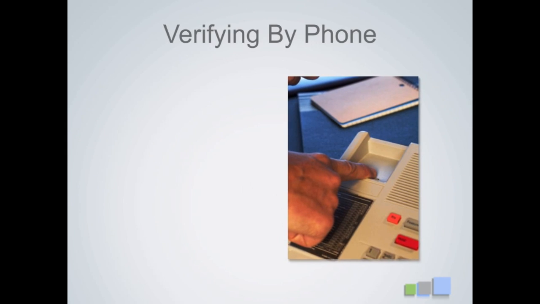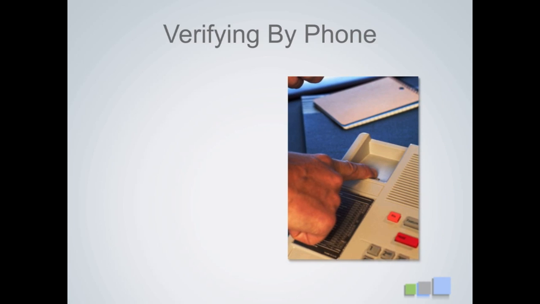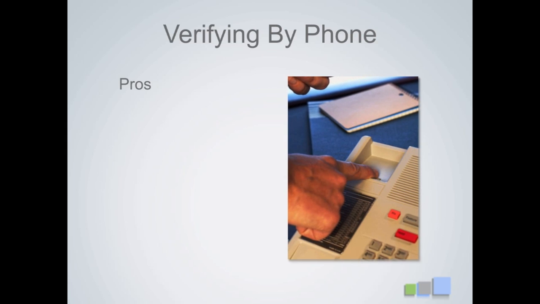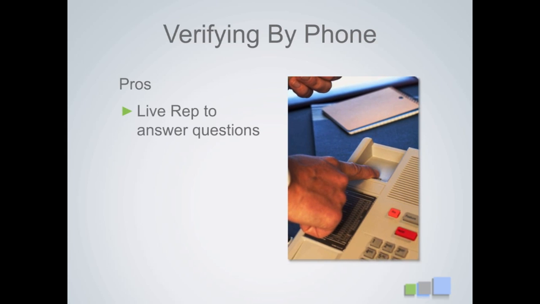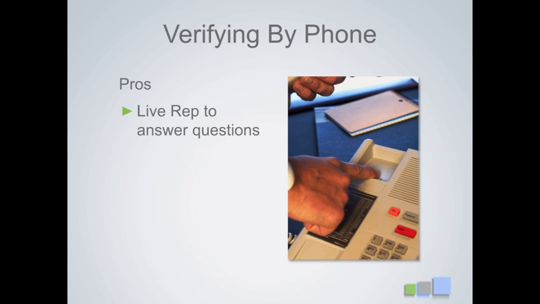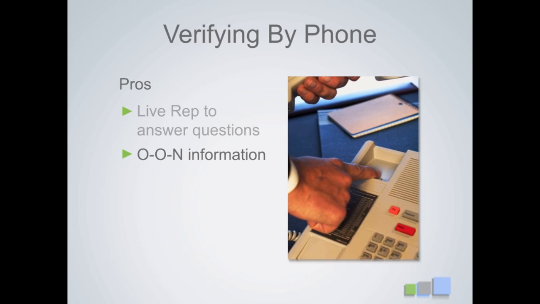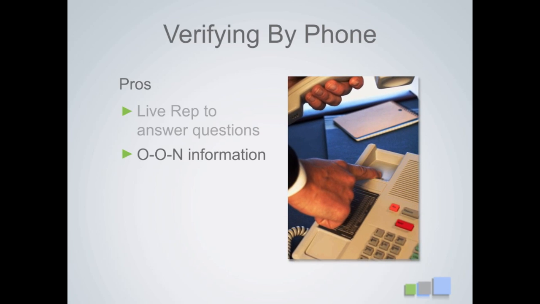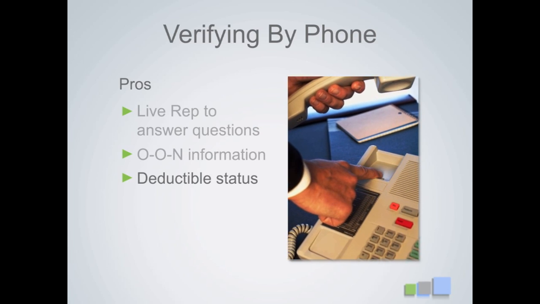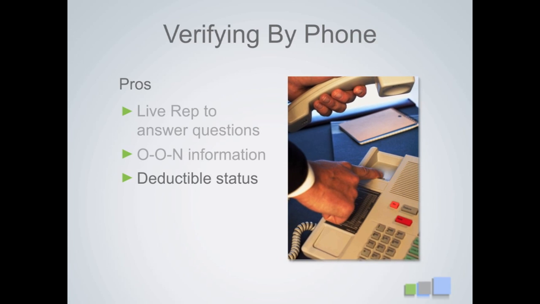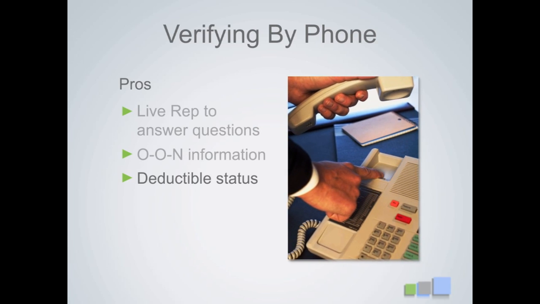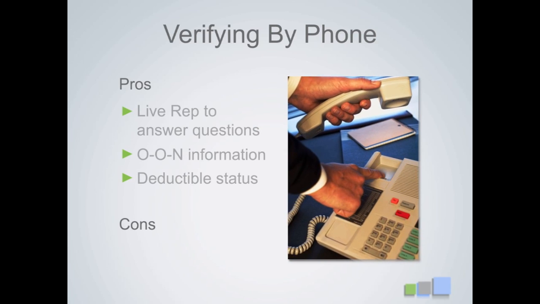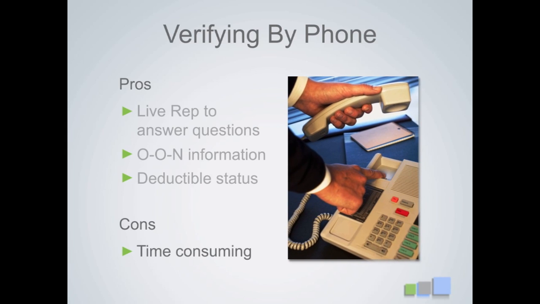Using the customer service line to call is a second option for verifying a patient's insurance coverage. Some of the benefits are that you can speak to a live person who can answer specific coverage questions. The rep will be able to tell you about the out-of-network coverage for the service the patient has come in for, and can look up the status of the patient's deductible to see if this has been met. Remember, there may be separate deductibles for in-network and out-of-network services. The one drawback to verifying insurance information by phone is that it can be very time-consuming.